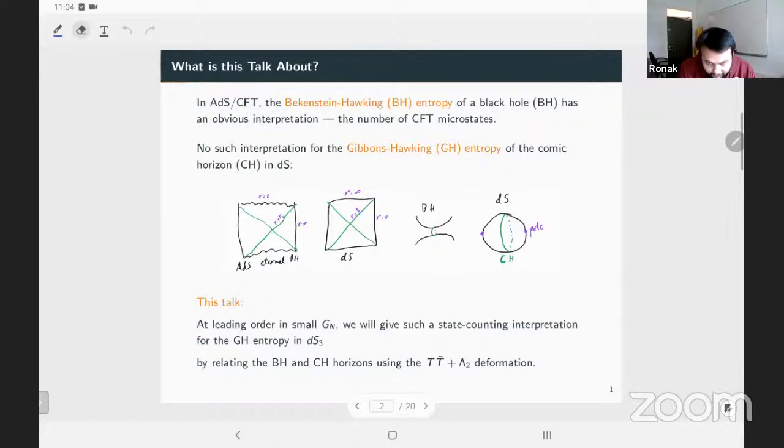And the main result of this talk is that at leading order in small G Newton, strictly leading order, we will give a microstate counting interpretation for the Gibbons-Hawking entropy in 3D de Sitter space. The way we will do this is by relating the black hole and cosmic horizons using the T T-bar plus Lambda 2 deformation.